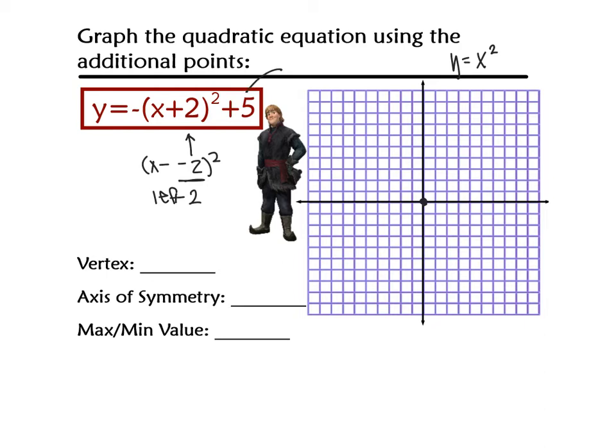Out here I have a positive k value, which means up 5. So I'm going to follow those directions. I'm going to go left 2 and then up 5. And that is my vertex. And so my vertex is at negative 2, 5. Then you draw in your axis of symmetry, which goes right through the vertex. And remember, this is just the line x equals, and then whatever your x value is, so it's negative 2.